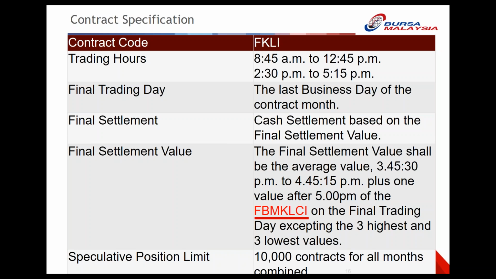What is cash settlement? All right. You can't actually deliver 30 stocks, okay, to you when your contract expires and you get delivery. Let's say you buy FKLI, you're supposed to receive the asset when the contract expires. If you sell FKLI, you're supposed to deliver the asset to someone who bought it. So what is the asset? The asset supposedly is FKLI or KLCI, but the index is actually tracking 30 stocks of the top 30 companies.